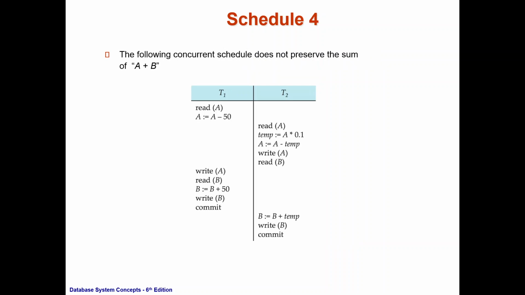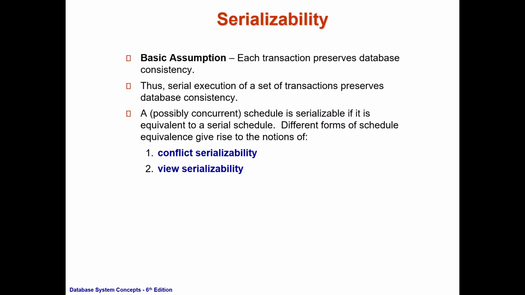Now you go for the schedule 4. In the schedule 4, what I'm writing, read A, A is equal to A minus 50. Again read A, which value will it read? Because we have not written A, it is not committed, it will read the same A value, 1000. You get it now? So what we are writing here does not preserve the sum of A plus B. So there will be a difference of $50 here. Got it? So this is not an equivalent schedule.